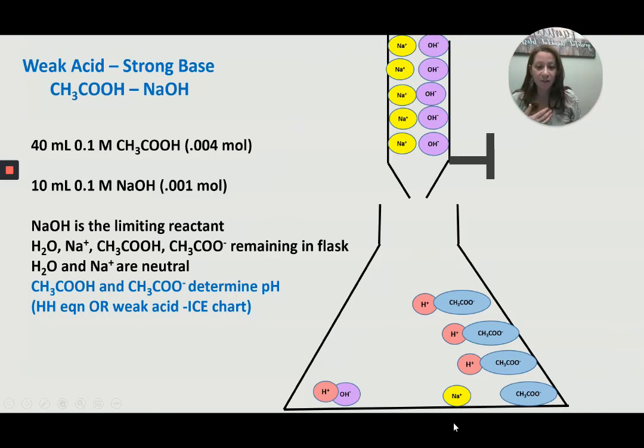So looking at all of these things, the sodium ions and the water, of course, are neutral, so they don't affect my pH. But I do have acetate ion and acetic acid. Those do affect my pH. And so what I'm left with is a weak acid with its conjugate. And so to determine the pH, I use either the Henderson-Hasselbalch equation or I do the dissociation of the weak acid with an ICE chart.